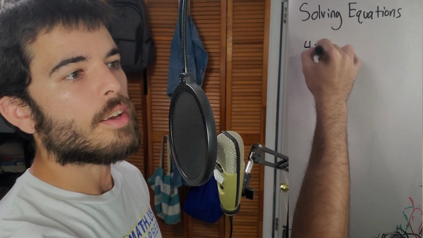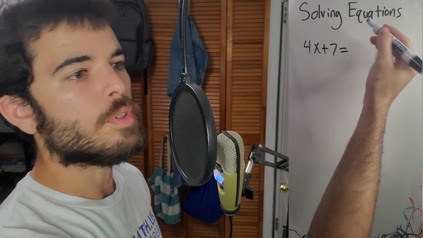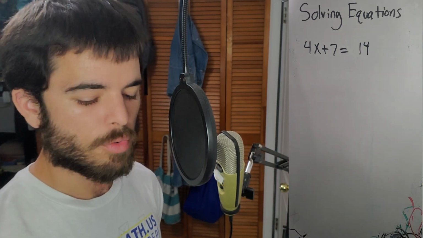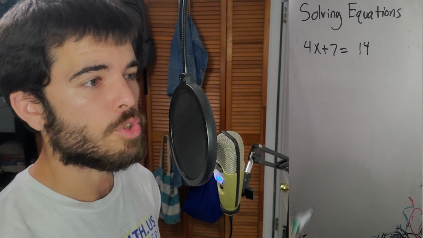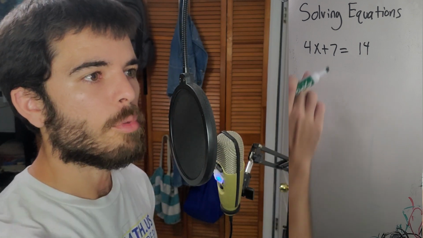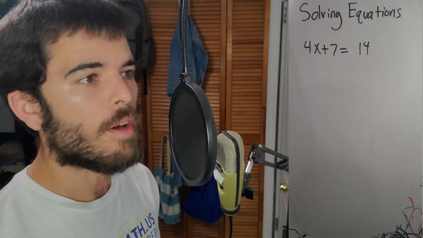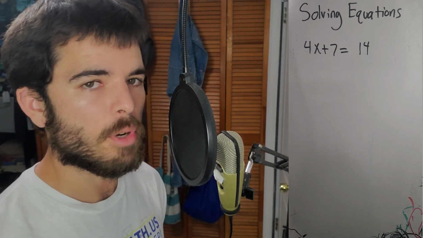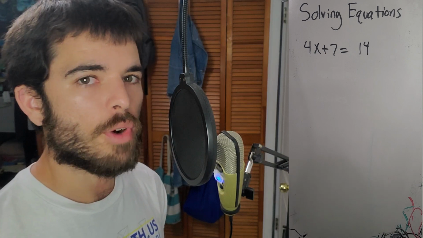Let's say we have 4x plus 7 equals, let's just say 14. Nothing too crazy so far. A lot of students start to randomly plug in numbers for the letter x to see what value will work right off the bat. But sometimes the answer might be a little bit too difficult to think of off the top of your head. There's a surefire way to solve for x, and this is how you do it.